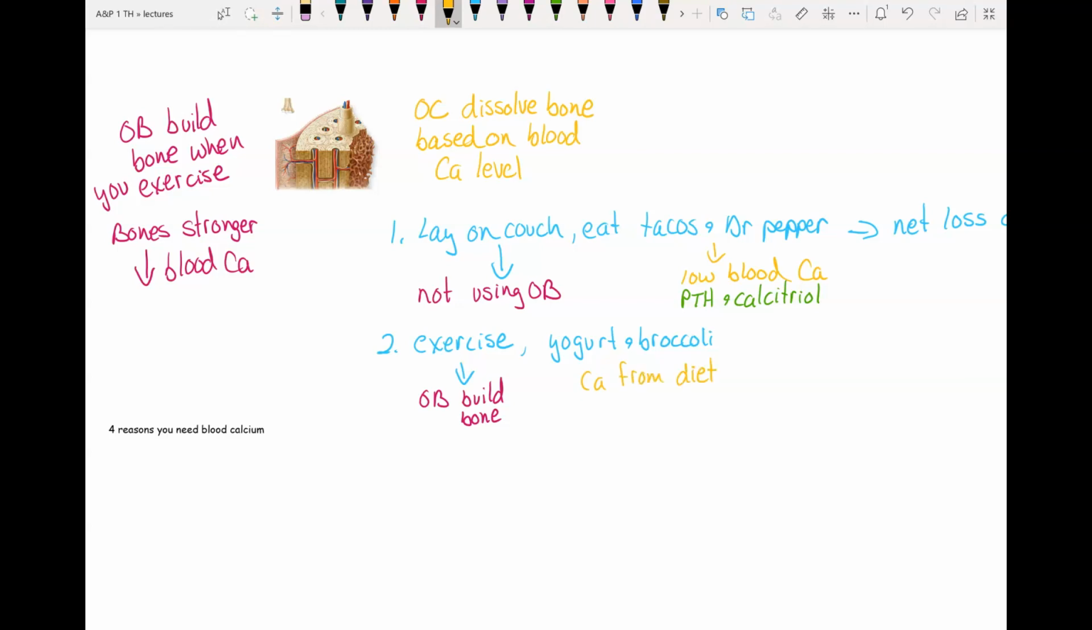Now, in an adult, this doesn't necessarily mean you're going to get a lot of calcitonin. That's in children. This means you will have low PTH and calcitriol. You'll just turn down your PTH. So you will do less stimulating of your osteoclasts.